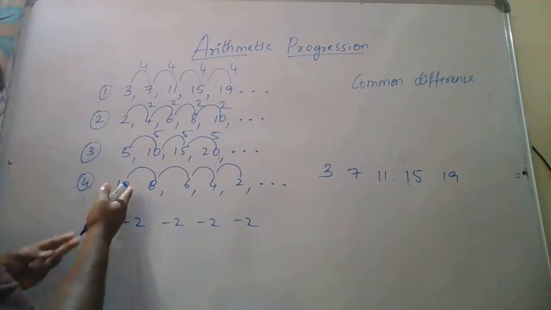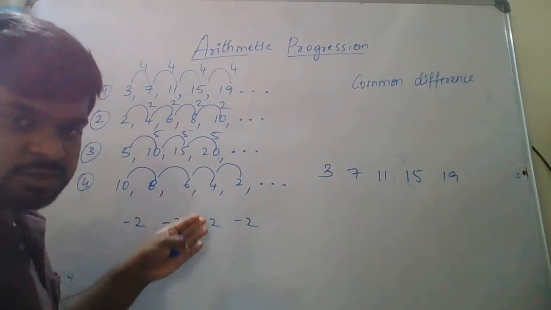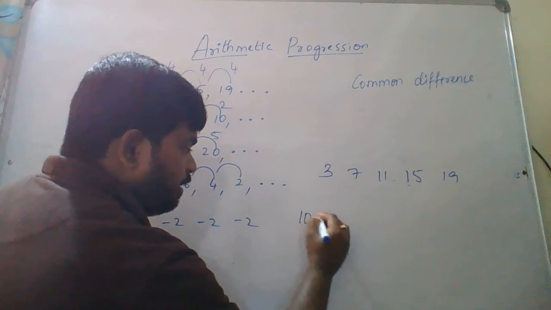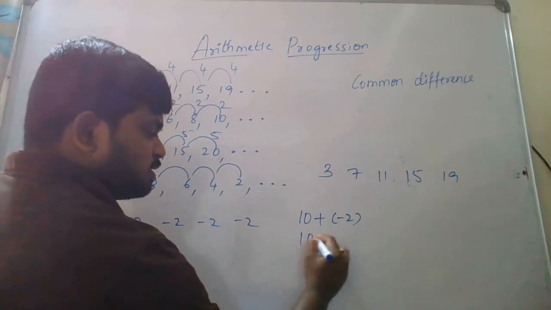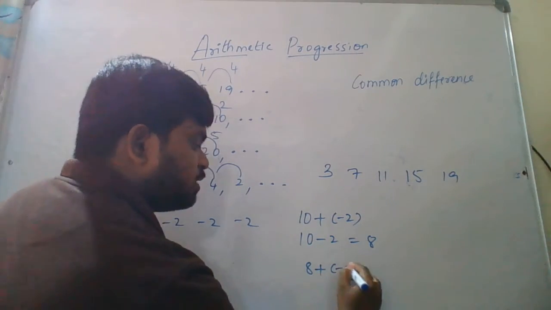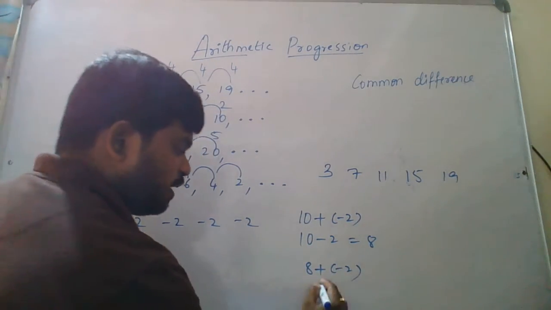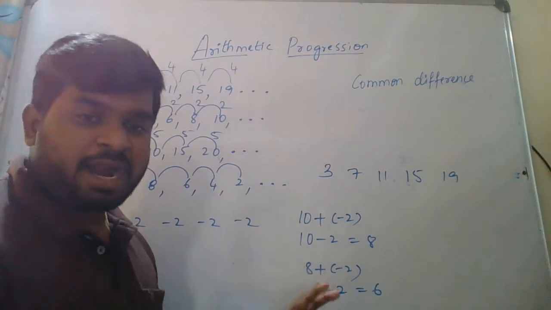Okay. Here what am I adding? I am adding minus 2. 10 minus 2, 8. 8 minus 2, 6. I am adding it. 10 plus minus 2, so plus into minus is minus, so you get 8. Again to this 8, I am adding minus 2. So plus into minus is minus. You get 6. So for each term, I am adding a fixed term.